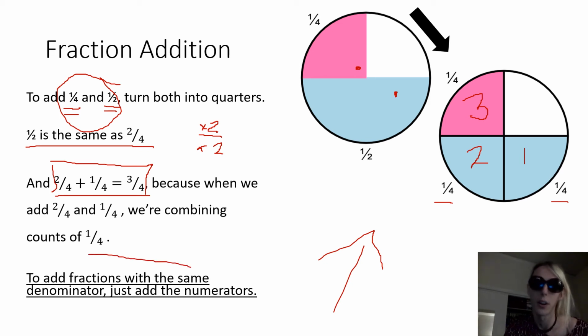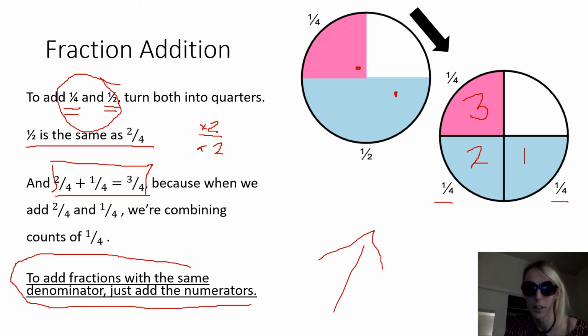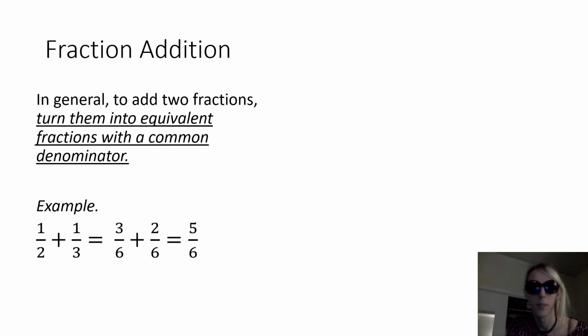Here's one of the key points underlined. To add fractions with the same denominator, just add the numerators. So I think this makes sense. And in general, to add two fractions, turn them into equivalent fractions with a common denominator, then add the fractions with a common denominator. For example, 1/2 plus 1/3, how do we do that?